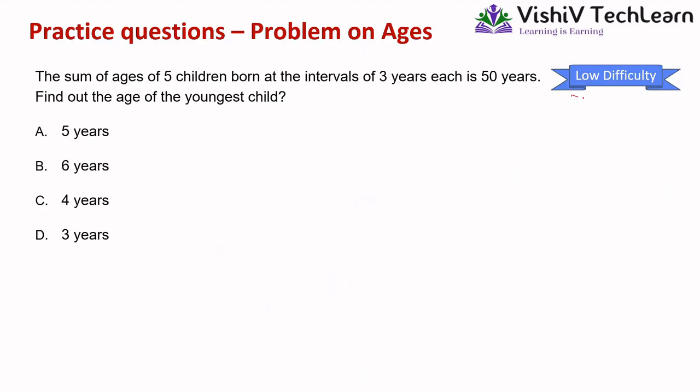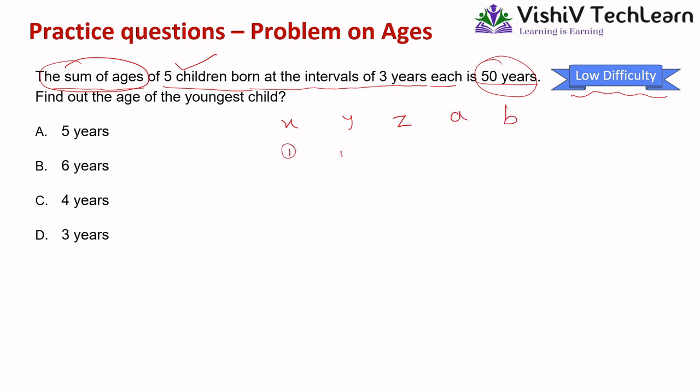The first question is of low difficulty level. The question is: the sum of ages of 5 children born at intervals of 3 years each is 50 years. This 50 is nothing but the sum of the ages of these 5 children. If the first is considered as x, then y, z, a and b, then simply taking the summation of all 5 children, x plus y plus z plus a plus b is 50.